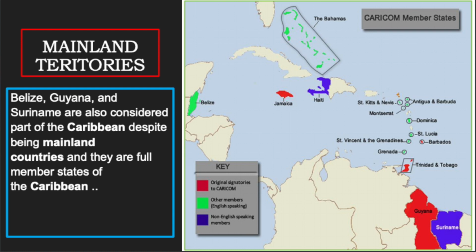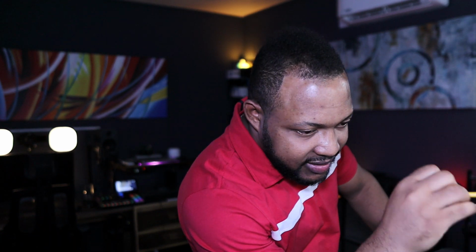So watch this now. Belize, which is in green up here, so in Central America. Guyana, which is in red, and Suriname, which is in some dark blue. Those three nations are in Central and South America, respectively. They are not in the Caribbean. So that is why they are on the mainland of South America and Central America.